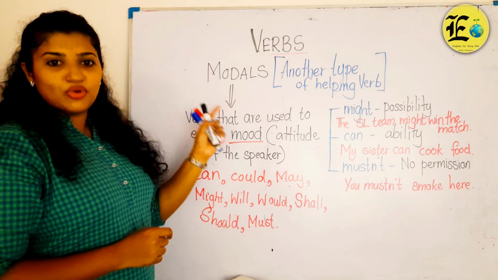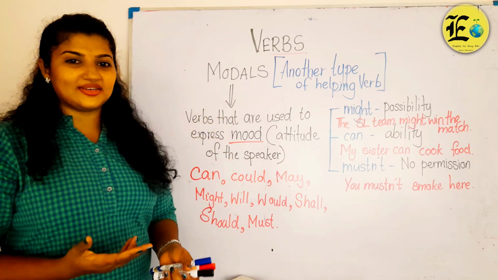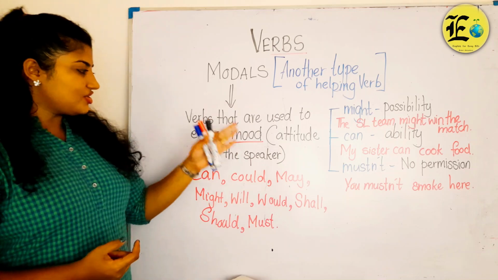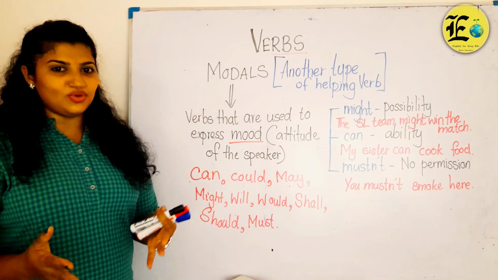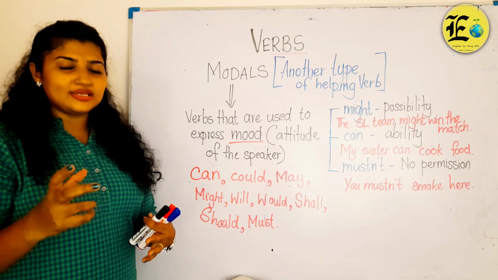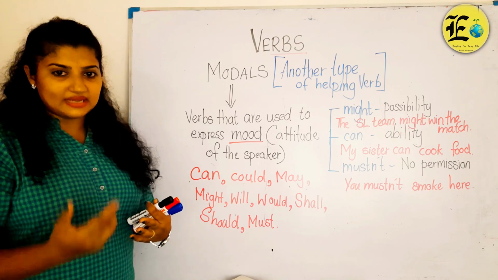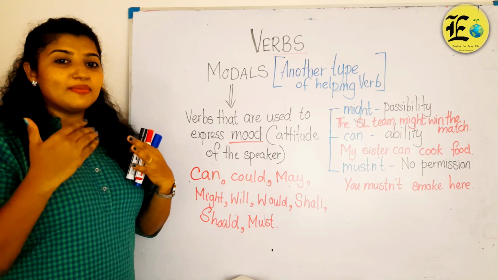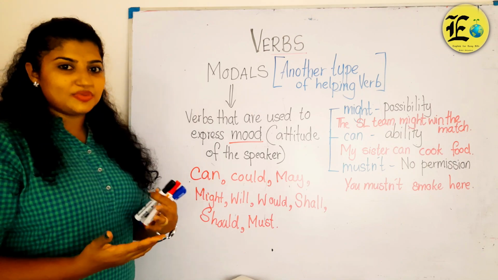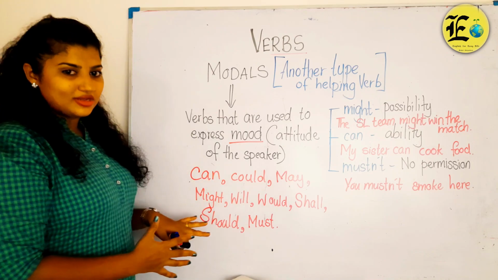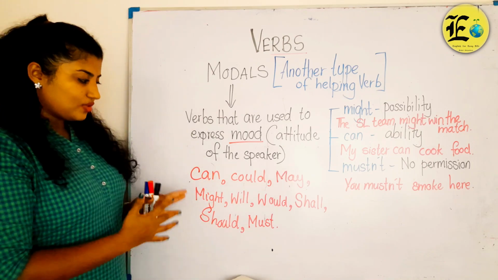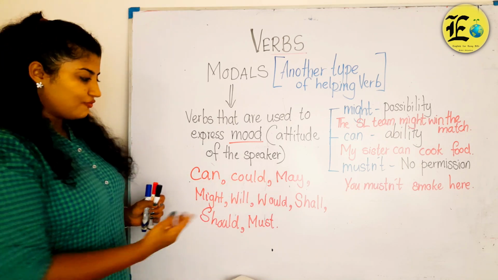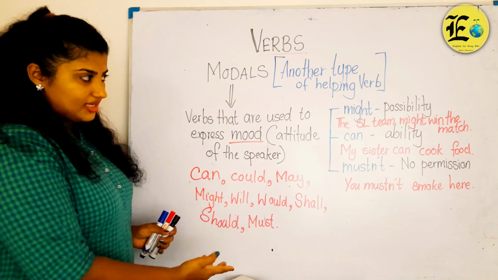Now let us talk about modals, which are another category or type of helping verb. They are verbs that are used to express mood. What is a mood? Mood is always described as the attitude of the speaker. That means at the time of expressing some idea, the mood or the attitude within the speaker comes out using these modal verbs. Let's see what they are. Can, could, may, might, will, would, shall, should and must.